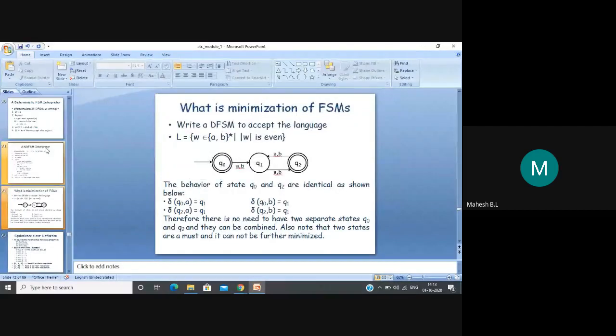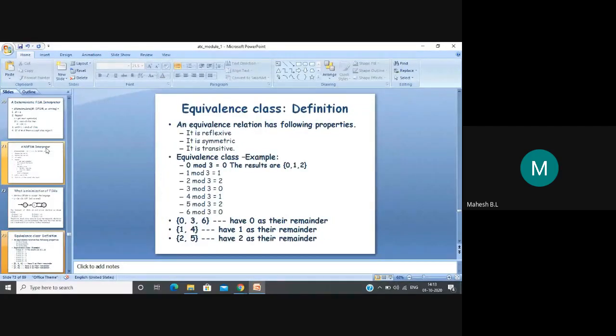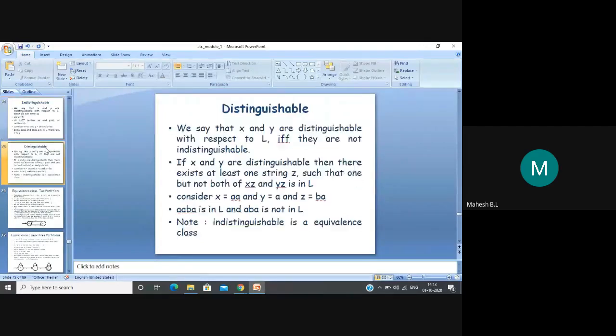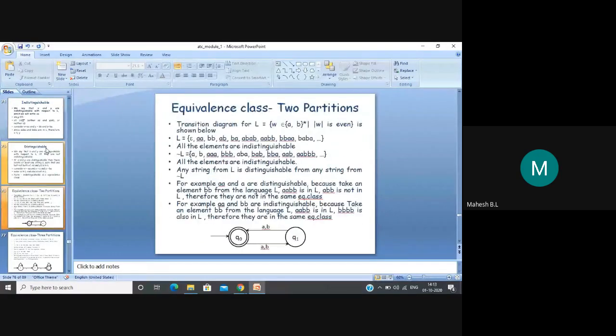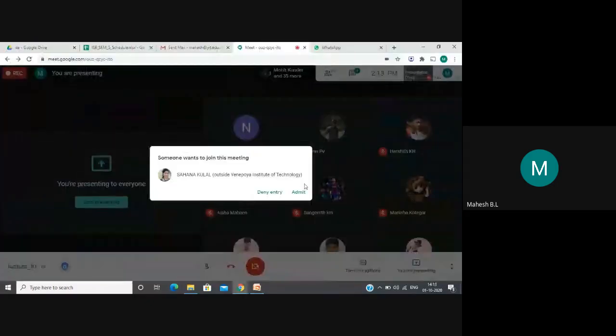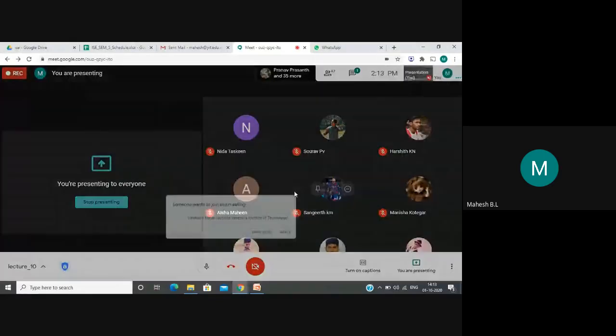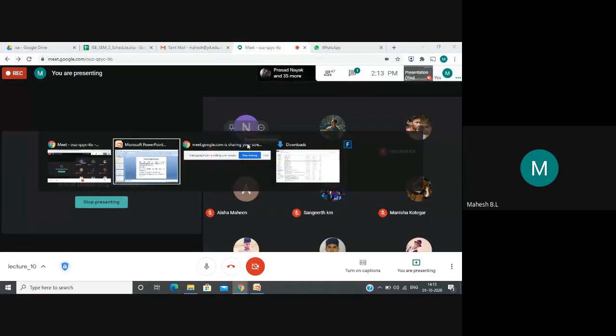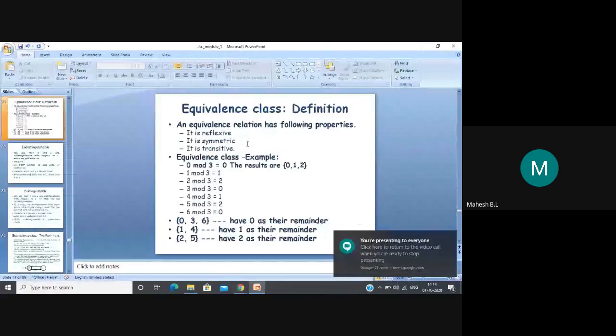Yesterday, we discussed what is minimization. You know what is equivalence class. So in today's class, we'll discuss some of the theory concepts like indistinguishable, distinguishable, then equivalence class in detail. Okay. So first, we'll see what is indistinguishable.